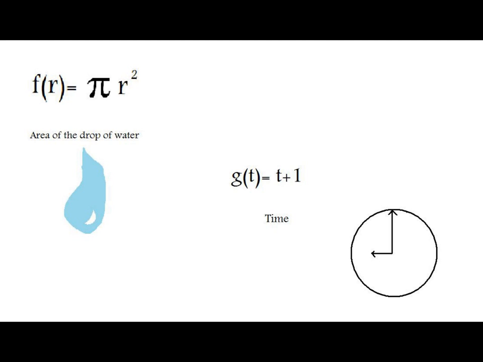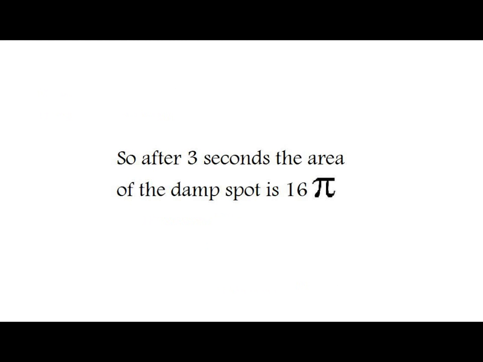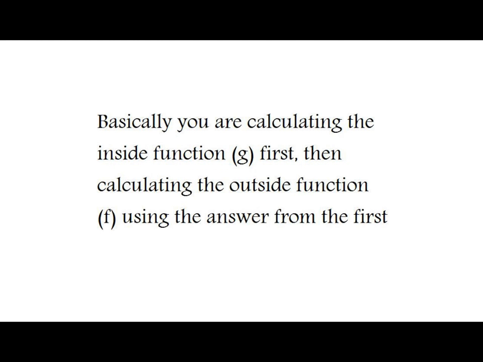So now let's say we want to know how big the spot will be 3 seconds after this drop hits the towel. So we plug 3 into f of g of t. The first thing we do is plug 3 into g of t, giving us 4. We then plug the number 4 into f, which gives us 16 pi. So this means that 3 seconds after the drop hit the towel, the damp spot has an area of 16 pi. So basically, what you're doing is calculating the inside function first, then calculating the outside function using the answer from the first function.